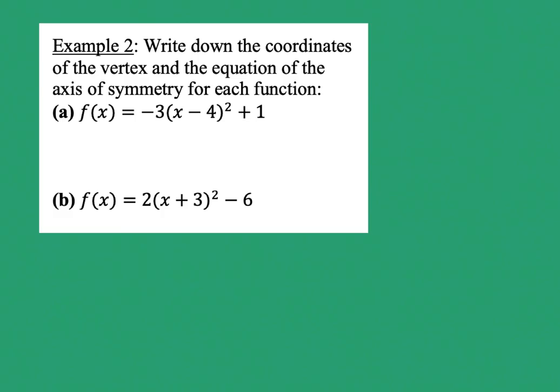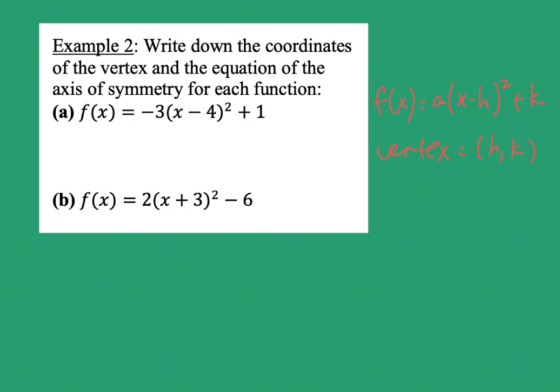In this example, write down the coordinates of the vertex and the equation of the axis of symmetry for each function. So I would like you to pause the video and work it out on your own first before checking your answers with mine. As you can see, these two equations are in vertex form, which is f of x equals a times x minus h squared plus k. From here, the vertex is h comma k.